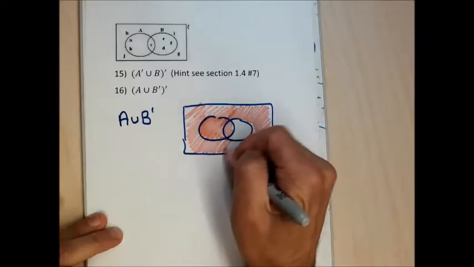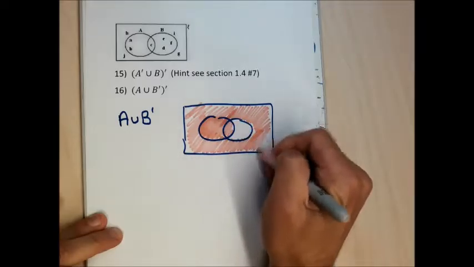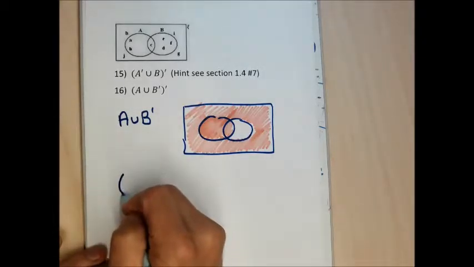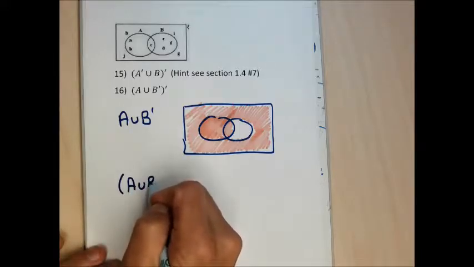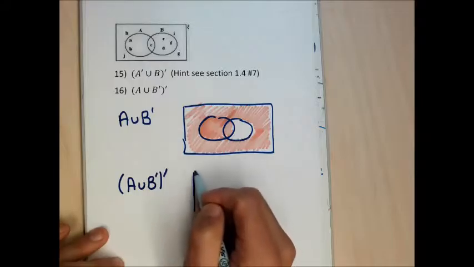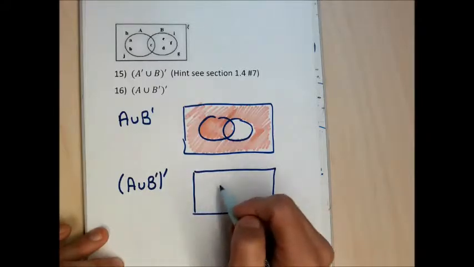So this is a picture of A union B complement. That's not the picture that I need to use to figure out what elements are in my answer. I need to find the complement of this, and that's easy for me to do, and it's actually not going to have that much shading.